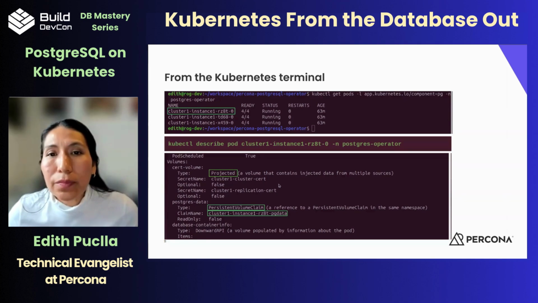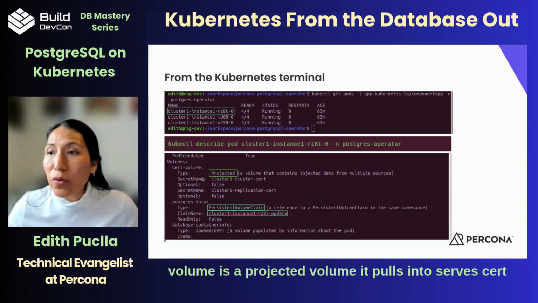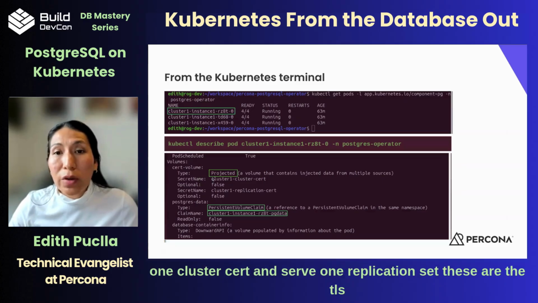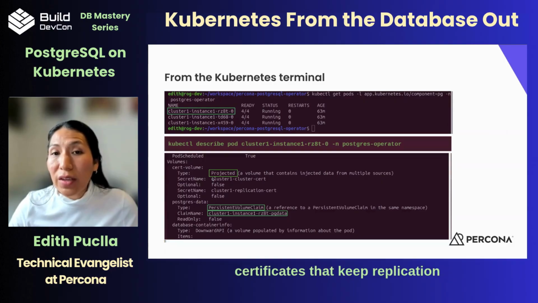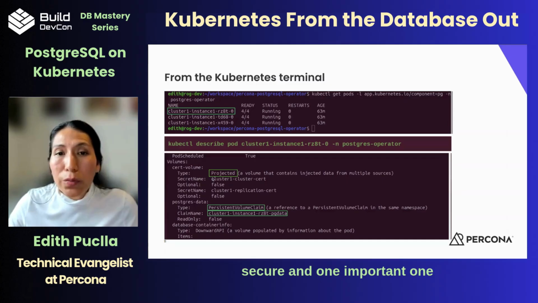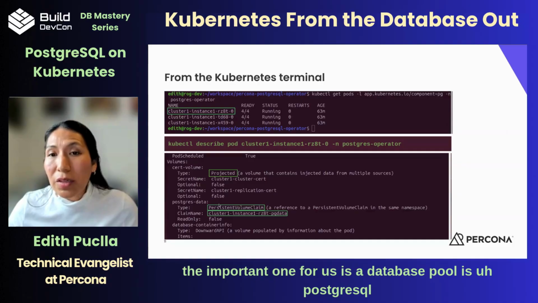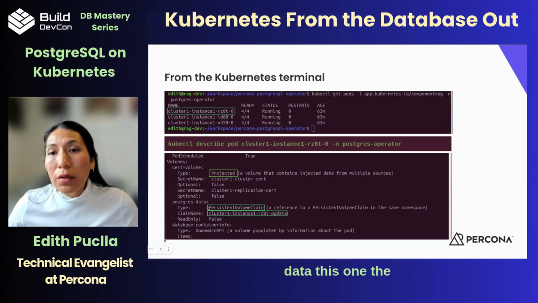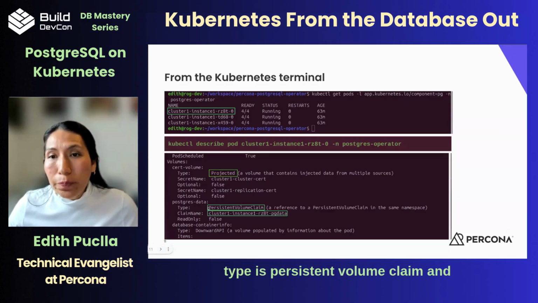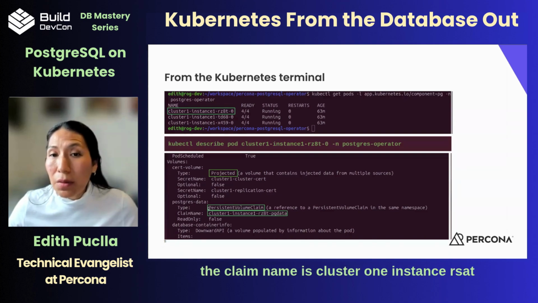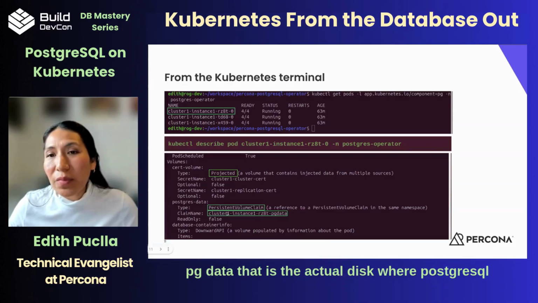So the cert volume is a projected volume. It pulls in 2 secrets, cluster1-cluster-cert and cluster1-replication-cert. These are the TLS certificates that keep replication secure. And the important one for us is the database volume, the PostgreSQL data, this one. The type is persistent volume claim. And the claim name is cluster1-instance-pg-data.